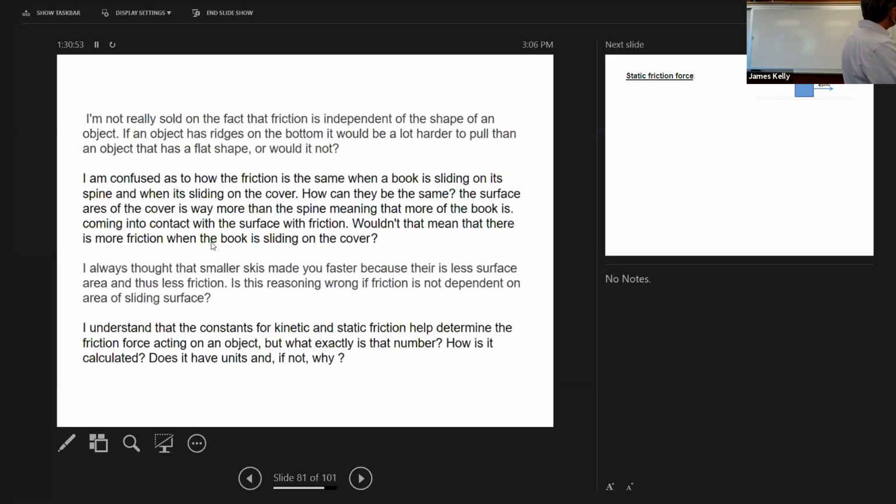I always thought that smaller skis made you faster because less surface area and thus less friction. Is this reasoning wrong if friction is not dependent on the area of the sliding surface? It's not wrong. It's sort of roughly correct to say that it doesn't depend on the surface area, but it does depend on the surface area. But, you know, if it really strongly depended on the surface area, now I'm someone who skied when I was younger, but I'm certainly not a competitive skier.